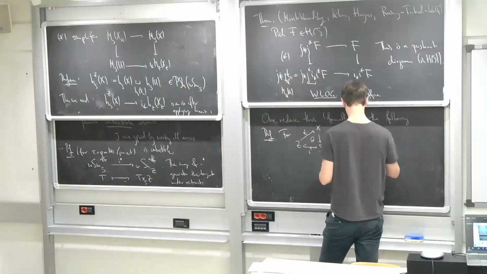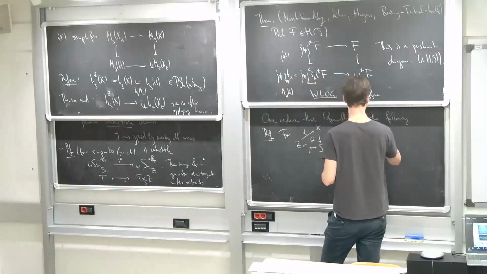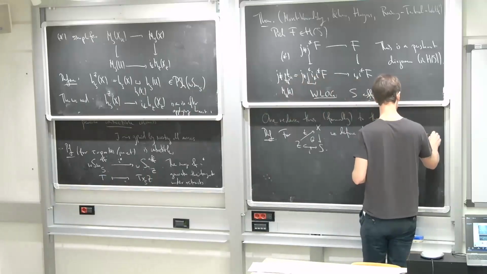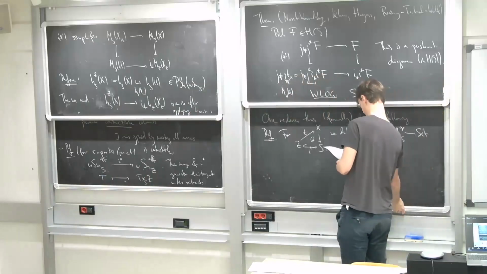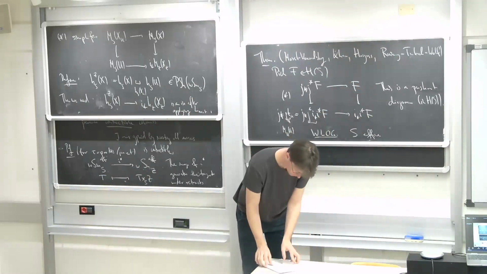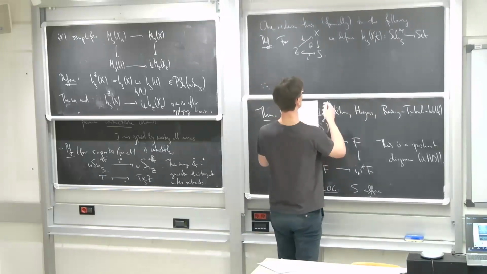the following pre-sheaf. So HS of X comma T. It takes as input an S scheme and produces for you a set. And it admits two equivalent ways of defining it. So we define this as follows.